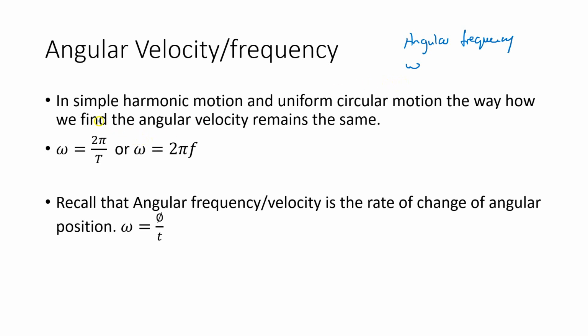It says that similar to when we were looking at uniform circular motion, and we calculated the angular velocity, it's the same way we would calculate it whenever we're dealing with simple harmonic motion, where angular velocity is equal to 2 pi radians divided by the period, or we could say omega is equal to 2 pi f, where f is the frequency.